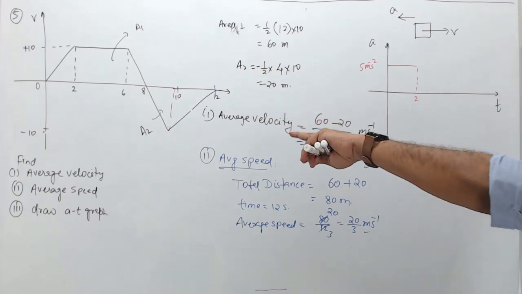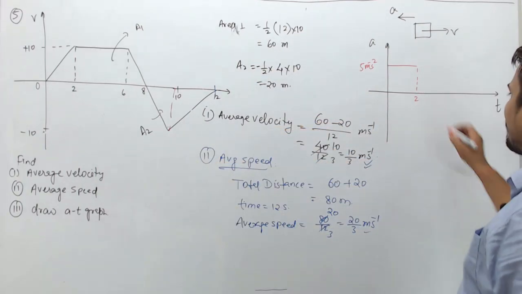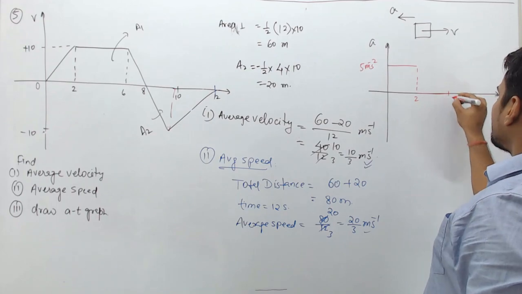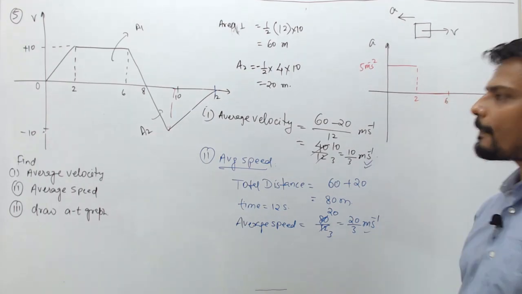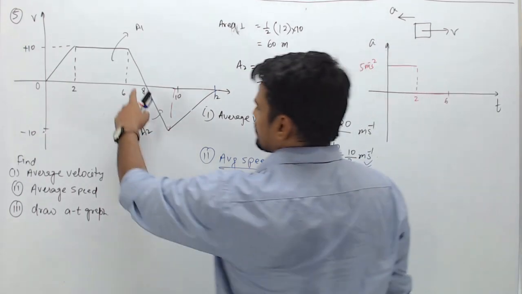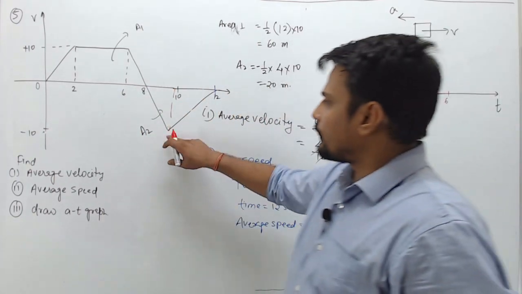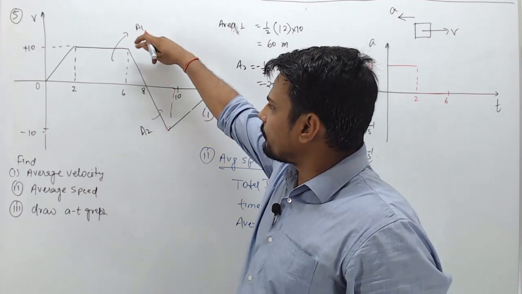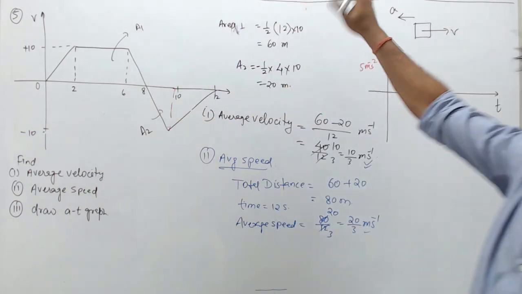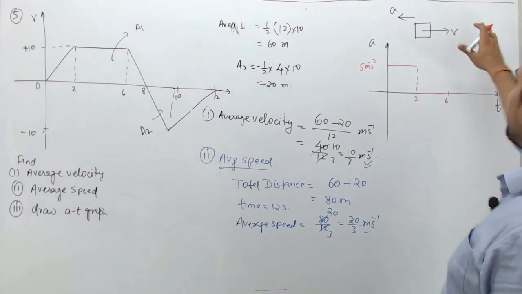From 2 to 6, the body is moving at a constant velocity, so it will have 0 acceleration. From 6 to, let's suppose 10, what is the final velocity? Minus 10. What is the initial velocity? Plus 10. So what is the acceleration?